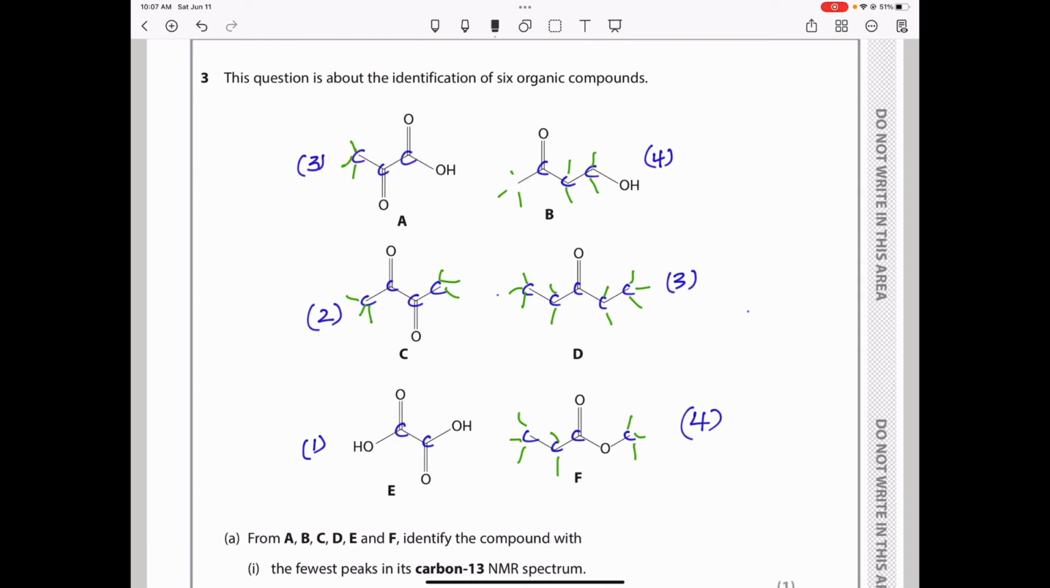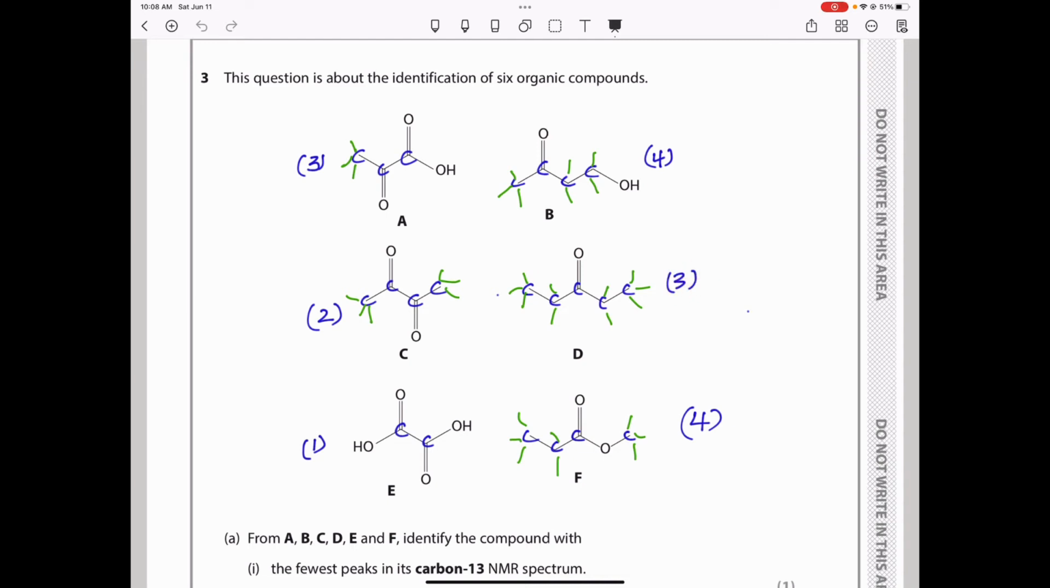Here we have 1, 2, 3, and 4. And of course, there are 4 carbon environments. This is carbon-13 NMR. Here we have this environment, which is going to be identical to that environment, this environment, which is identical to that, and then this, which is unique. So we have 3 proton environments, hydrogen environments, 3 carbon environments.